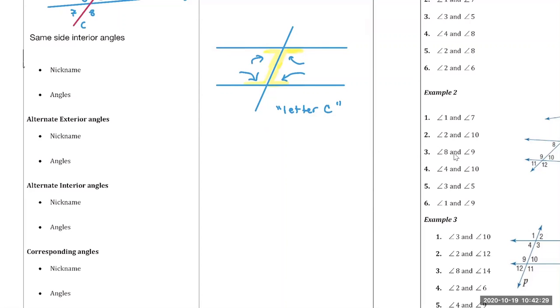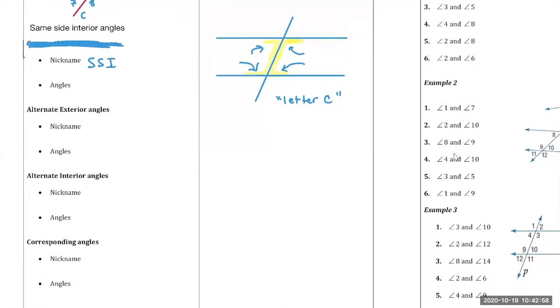Okay, the abbreviation for same side interior angles, because we use it so often, is going to be SSI. Can you guys put that under nickname, SSI? So when you say SSI, I'll know you mean same side interior. And I erased over that because in certain textbooks, they're called consecutive interior angles, but we're going to use same side interior because that's what your textbook uses.